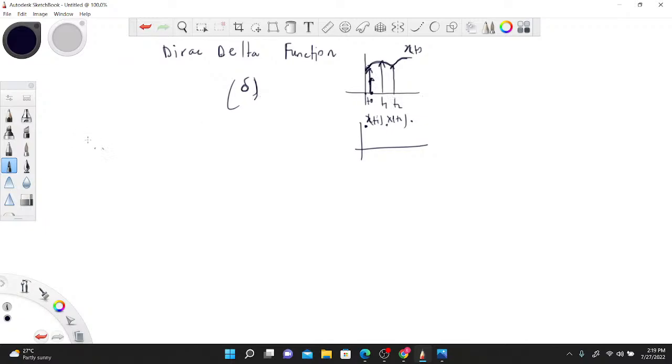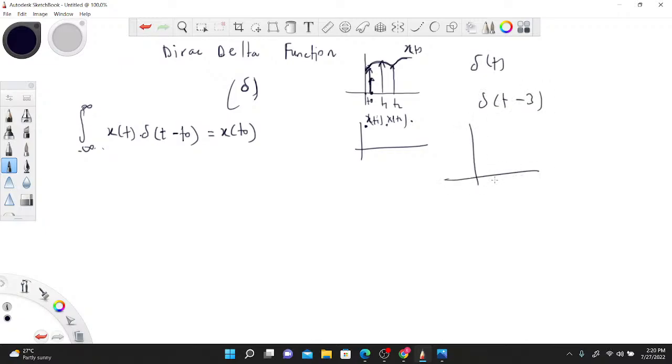So it means that if I have an integral from minus infinity to infinity of any function multiplied by the Dirac function shifted to a certain t0 value, it will give me the function at that point. The Dirac function itself is delta of t. But if I have delta of t minus, let's say, 3, it means shift it 3 units to the right and have the Dirac function there. If I had delta of t plus 4, it will come to minus 4. So you just always equate this to 0 and find the point.